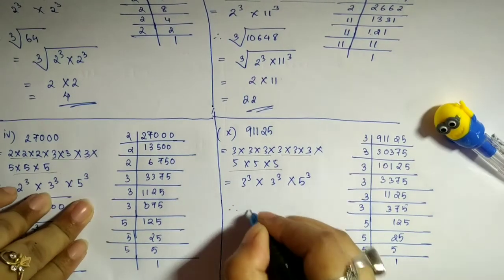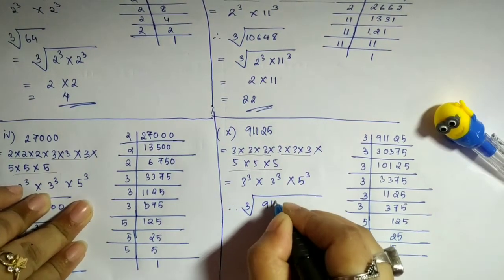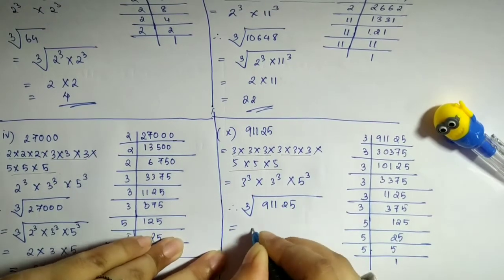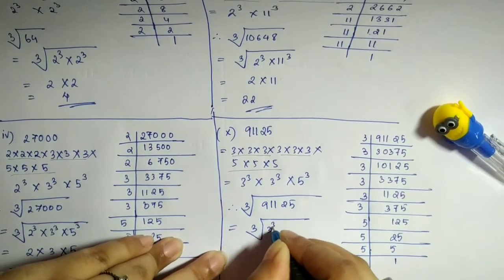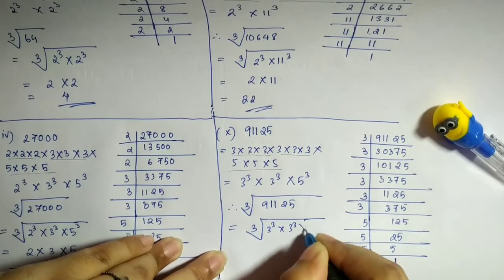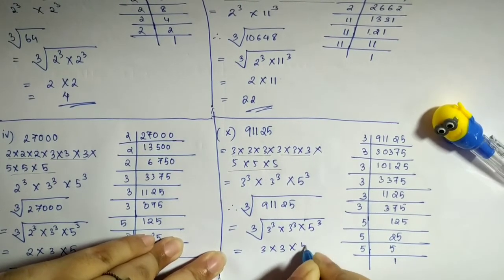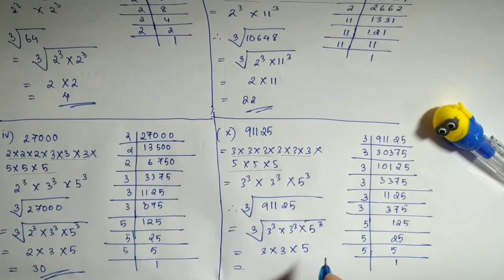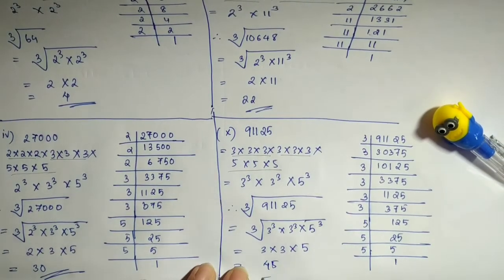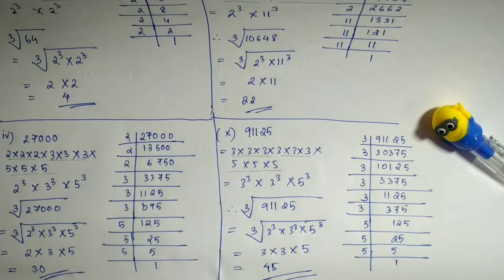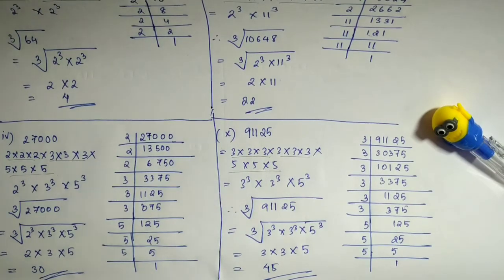So therefore, cube root of 91125 is equal to cube root of the factors that I have got. So it will be equal to 3 into 3 into 5. So 3 3s are 9, 9 5s are 45. This is my answer. So in this way, you will be doing the other sums.